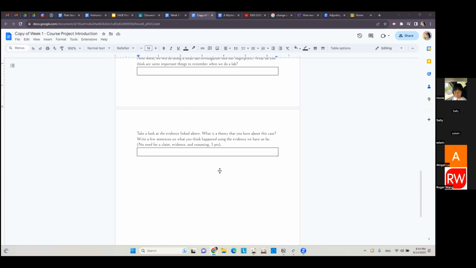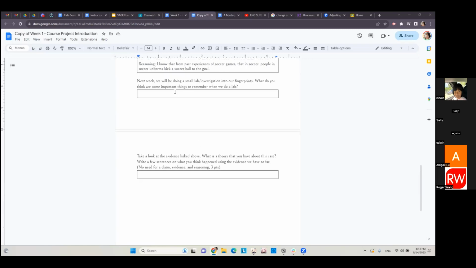So the next one. This one's pretty important. Let's see how many of you have taken lab safety quizzes, the hundreds of lab safety quizzes you need to take. So next week we're going to do a small lab investigation into our own fingerprints. What are some important things to remember when you do a lab? And this can be anything.